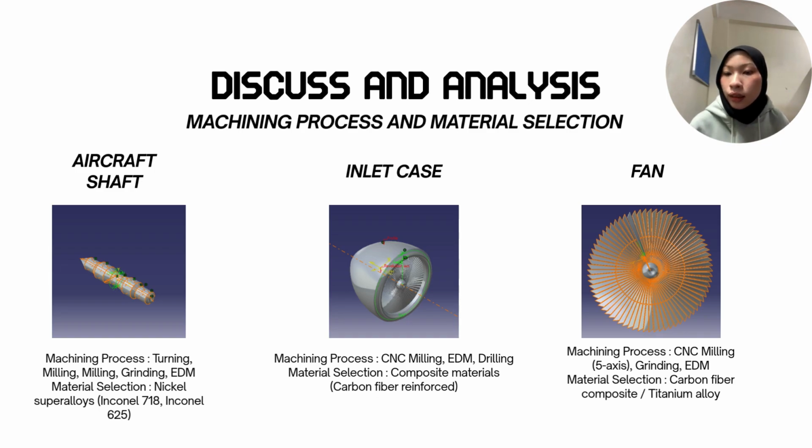For the inlet case, the machining processes are CNC milling, EDM, and drilling. For material selection, we use a composite material, carbon fiber reinforced. And for the fan, the machining processes are CNC milling, 5-axis, grinding, and EDM. And for material selection, we use carbon fiber composite or titanium alloy.